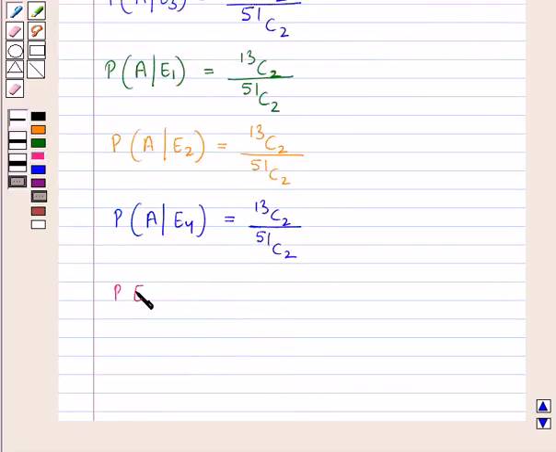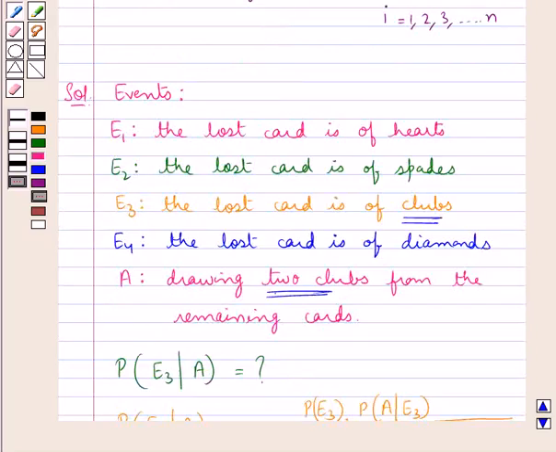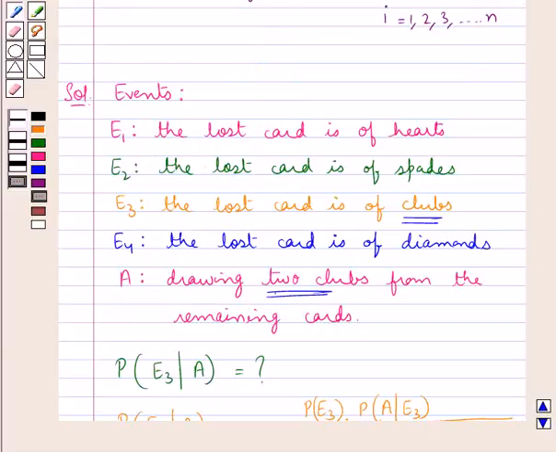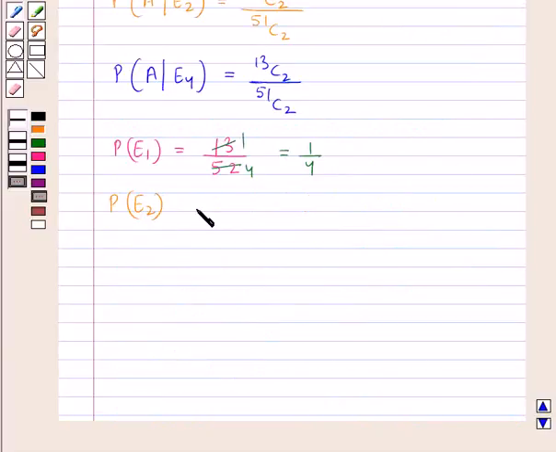Now we find out the probability of event E1. E1 is the event that the lost card is of hearts, as there are 13 cards of hearts. So probability of E1 is equal to 13 upon the total number of cards in the pack, which is 52. Now 13, 4 times is 52, so this is equal to 1 upon 4. In the same way, probability of E2, where E2 is the event that the lost card is of spades, and as we know there are 13 cards of spades, so 13 upon 52 becomes 1 upon 4.